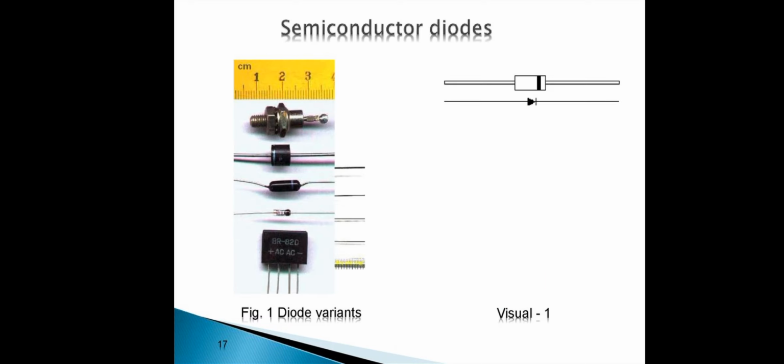And these are some types of semiconductor devices: diodes, transistors, capacitors, etc.